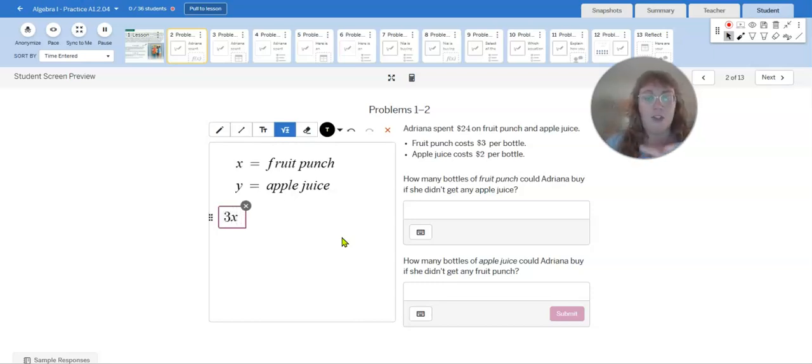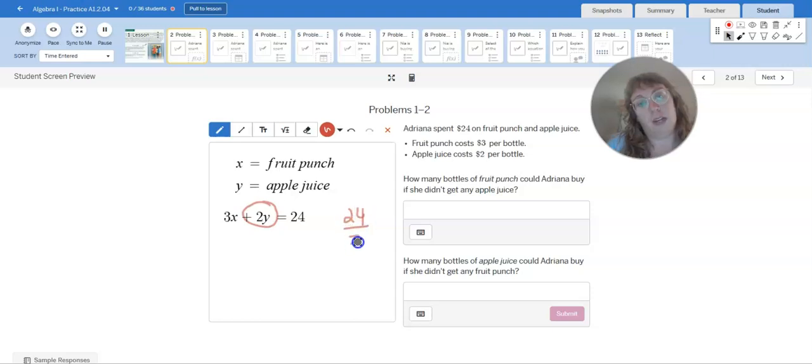3x is how much total it is for fruit punch, plus 2y is how much it is for the apple juice, and we know that that equals a total of $24. So how many bottles of fruit punch could Adriana buy if she got no apple juice? If this was 0, then we have $24 and they're $3 each. Well, 24 divided by 3 would get 8. So you could get 8 bottles of fruit punch.